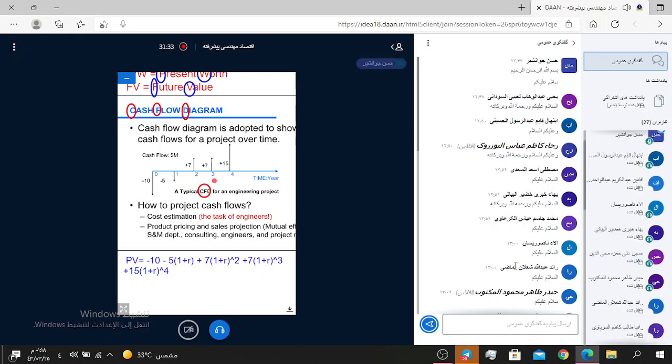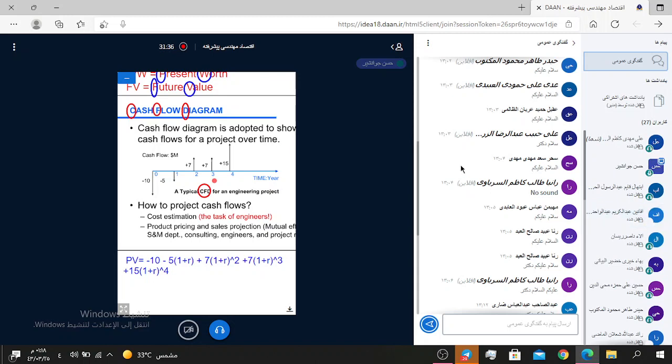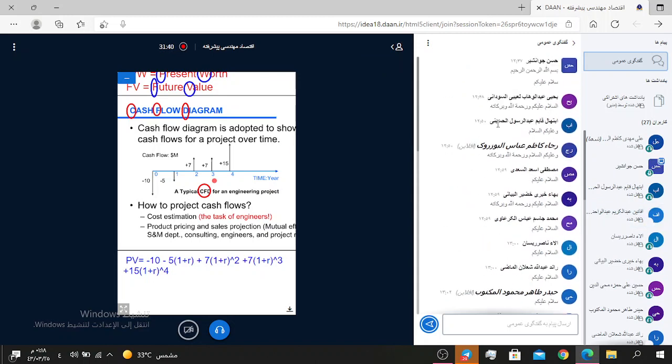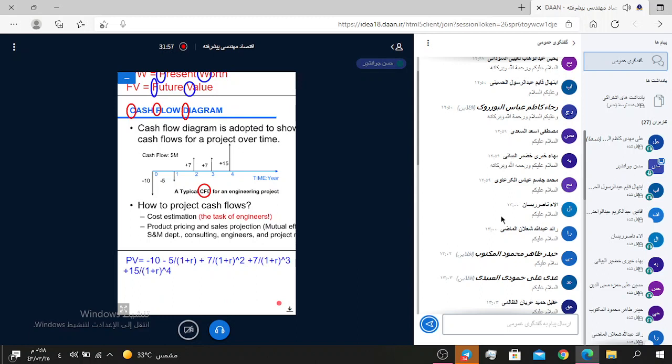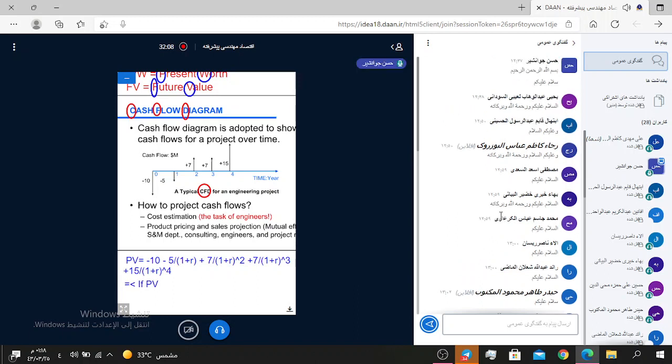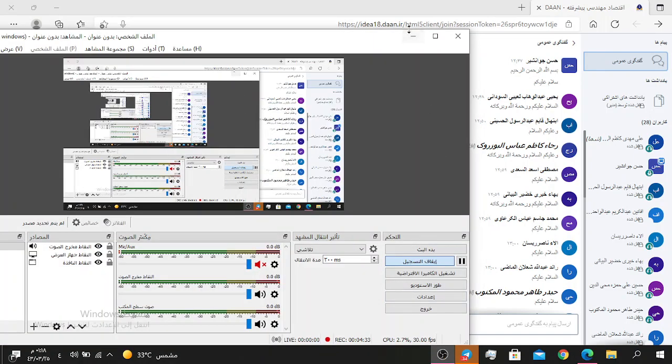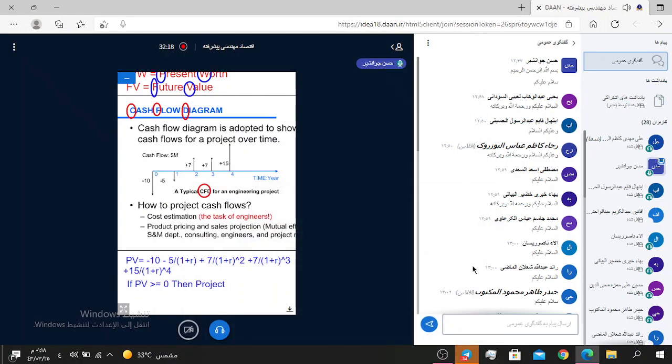Of course, decision: if PV is bigger or equal to 0, then the project is accepted.